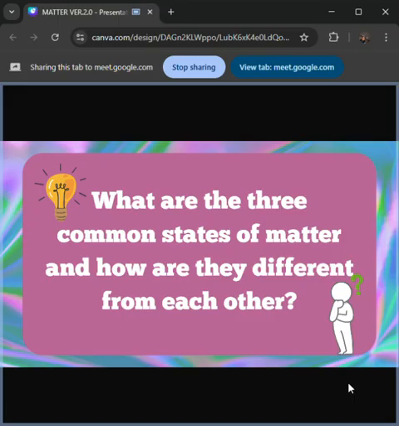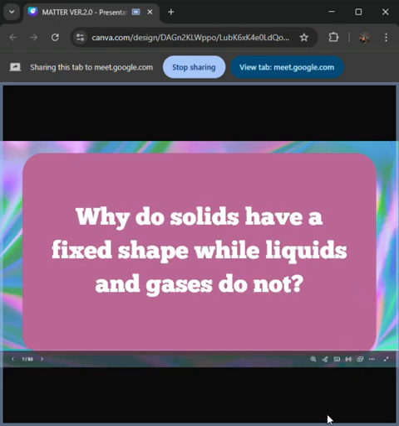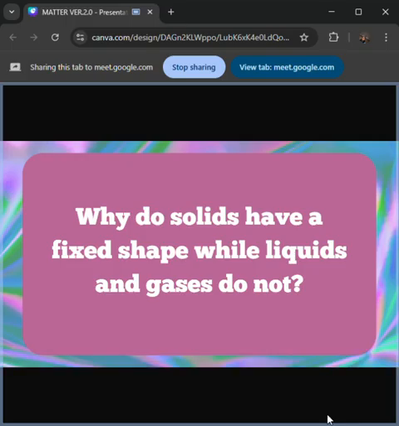Oh, okay. So yes, that's good. That's a very good start. That's very precise. So thank you for answering. Next up, I have here the next question. Next slide, please. Okay. So why do solids have a fixed shape while liquids and gases do not? So aren't you all curious why it has a definite shape? So anyone? Yes, Christine.